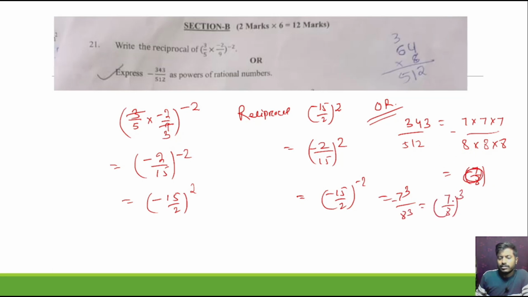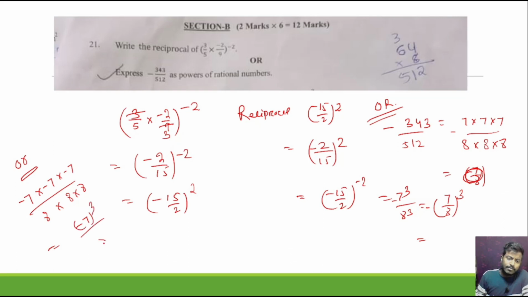And with the minus sign, the other method is: minus 343 we can write as minus 7 into minus 7 into minus 7 divided by 8 into 8 into 8. Now we can write minus 7 to the power 3 divided by 8 to the power 3. Yes or no? So it equals minus 7 by 8 whole to the power 3.